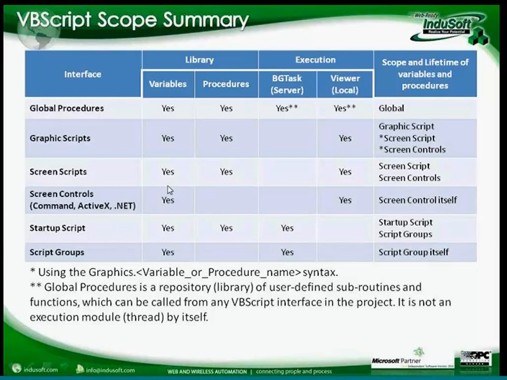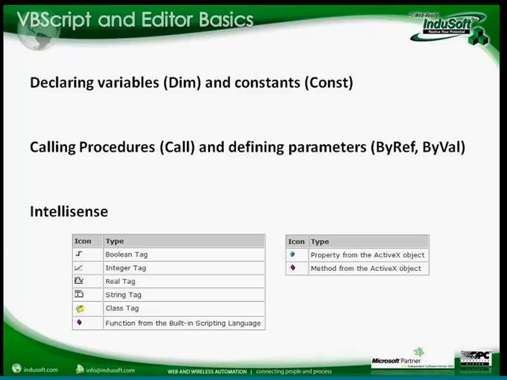Screen controls allow you to declare variables but not procedures, and they're executed on the viewer. Startup scripts allow you to declare variables and procedures, and they are available only to the script groups and executed only on the server. And the script groups allow you to configure variables. They have local scope, and they're executed on the server only. So with this information in mind, now you can master procedures and variables in your application and define where you want to execute your scripts.